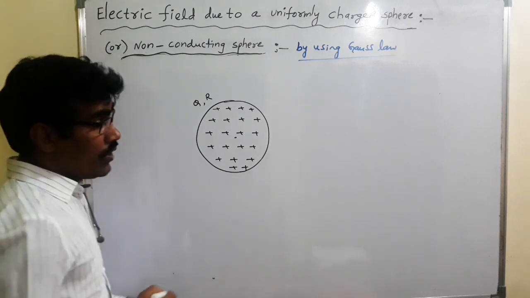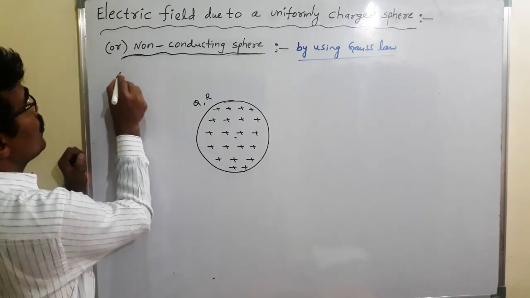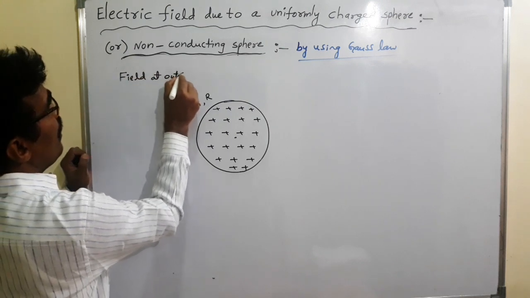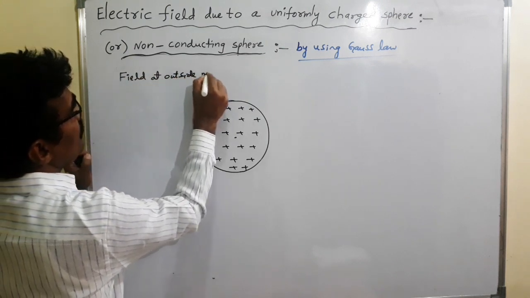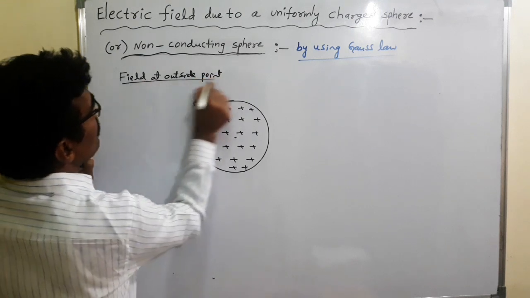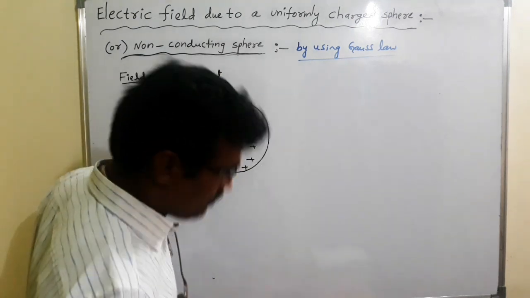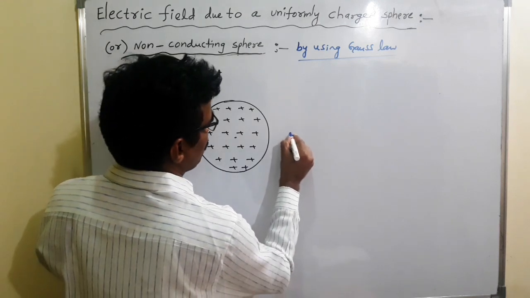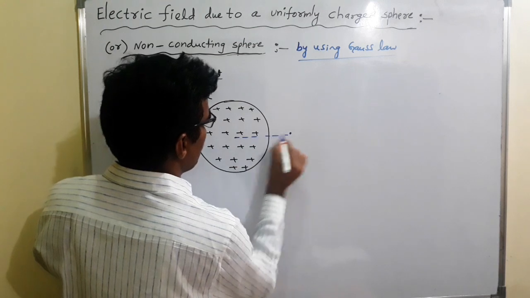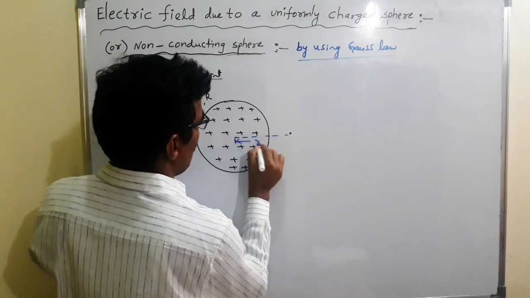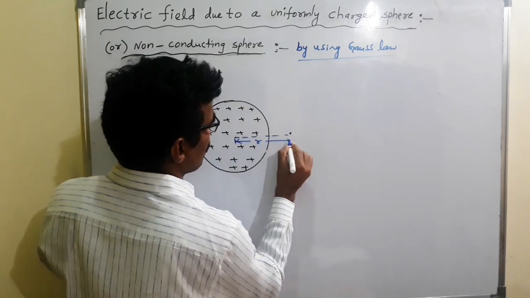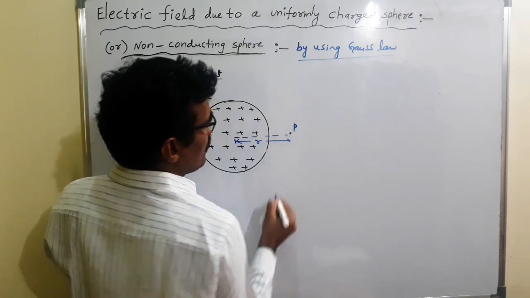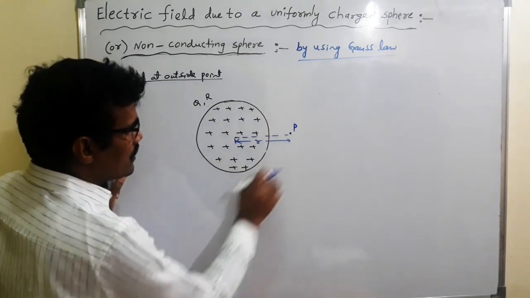What do you want? We want field outside the sphere, field at the outside point. Which is the outside point, sir? Imagine one point. What is the distance of this point from center? Small r distance. Imagine this is the point P. I want field at point P due to this entire sphere.